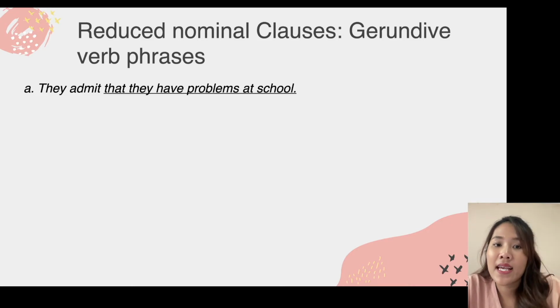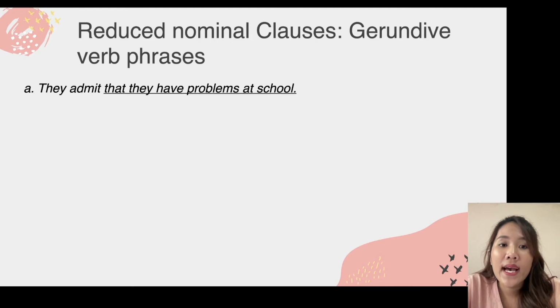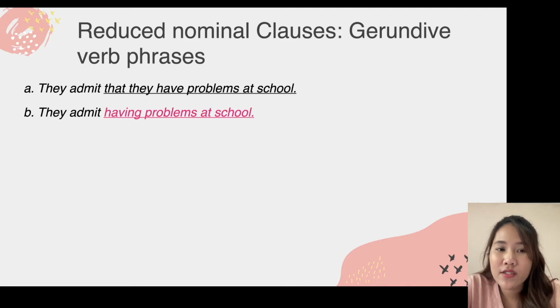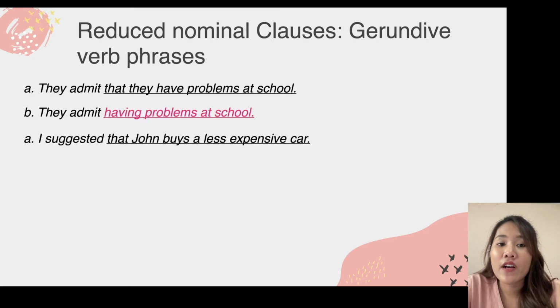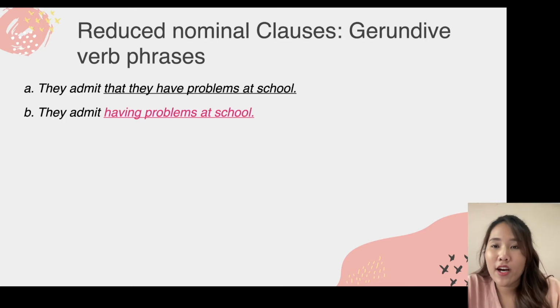Okay, so for example here, we have the nominal clause: they admit that they have problems at school. So that they have problems at school is a dependent clause since we have the subject they and the predicate have problems at school. Altogether, we classify that they have problems at school as the nominal clause because it functions as the object of the verb admit. In this case, we can shorten the form into a gerundive verb phrase: they admit having problems at school. So having problems at school is a gerundive verb phrase functioning as the object of the verb admit.